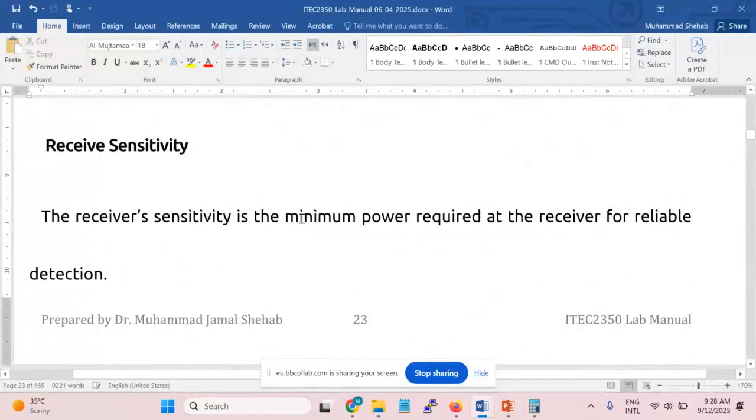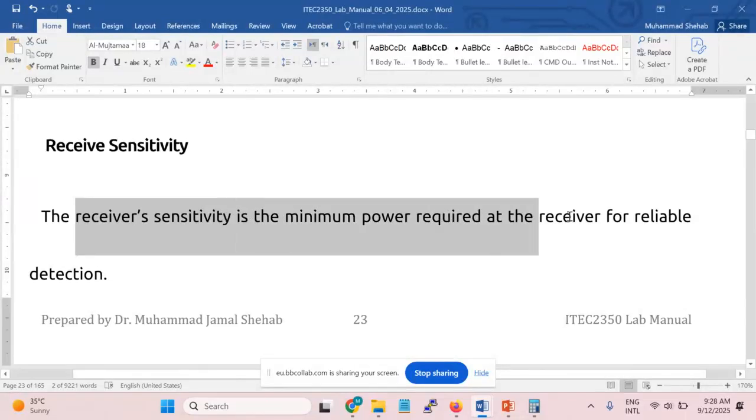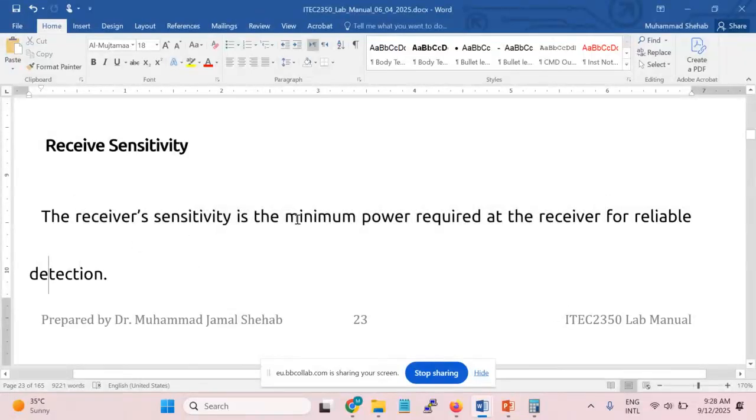Let us speak about receiver sensitivity. Receiver sensitivity is the minimum power required at the receiver for reliable detection of the signal. What is the minimum power required for the receiver to detect the signal in a reliable way? This is called receiver sensitivity. It is the minimum power required at the receiver to detect the signal.